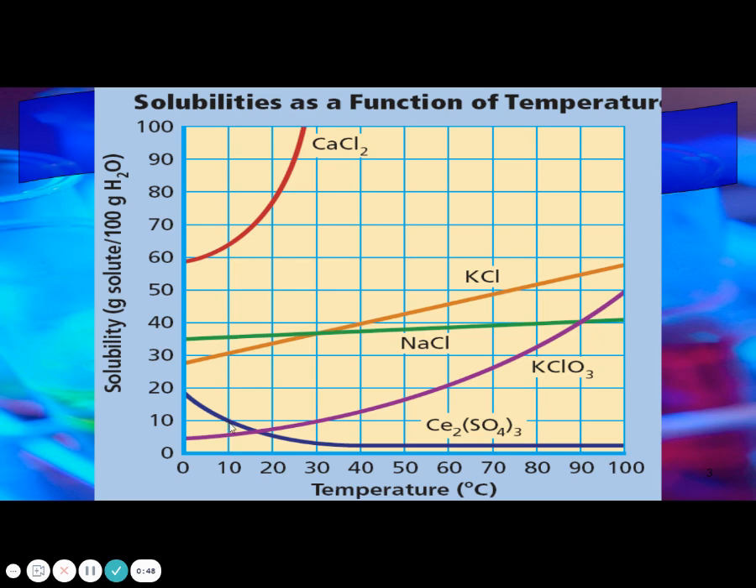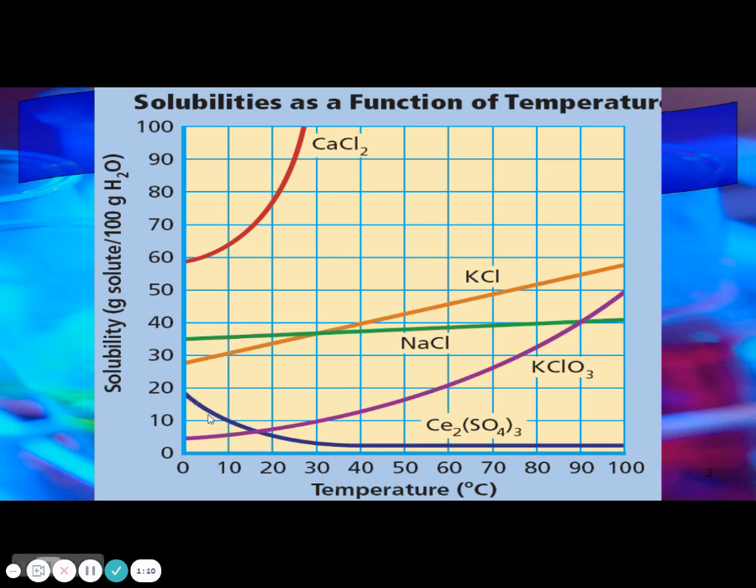Okay, so if I had 10 grams of cerium sulfate at 10 degrees Celsius, it is considered saturated. This point right here is considered saturated. Okay, so as a result, anything added more at that temperature is considered supersaturated. So, like if I had 15 grams of cerium sulfate at 10 degrees, then it's supersaturated.